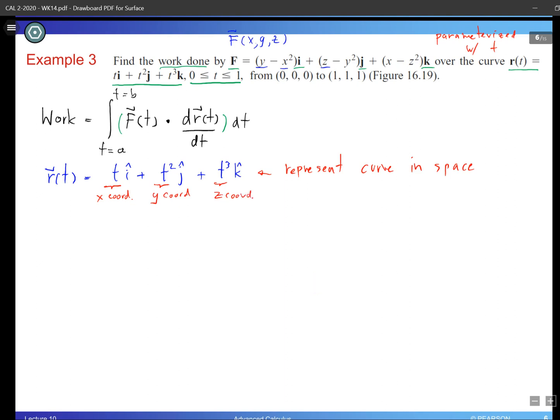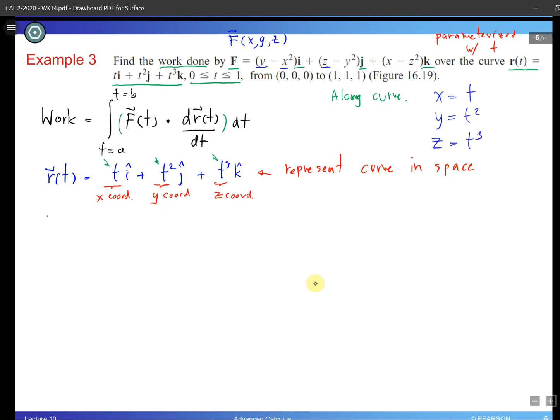So now we know that along the line we have these relationships. Let's make a note right here that along the curve, x is going to be equal to t, the x coordinate. The y coordinate is going to be equal to t squared, coming from the second component. And the z coordinate is going to be equal to t cubed. So we are going to stick with these relationships along the line between x, y, z and t. Now let's take a look at the force field that we have.